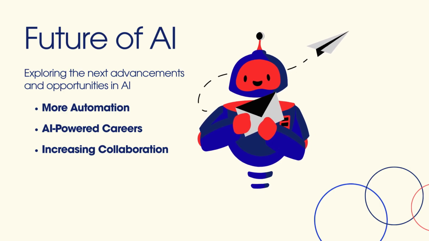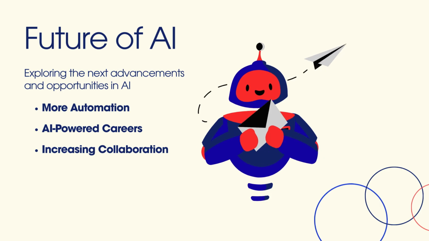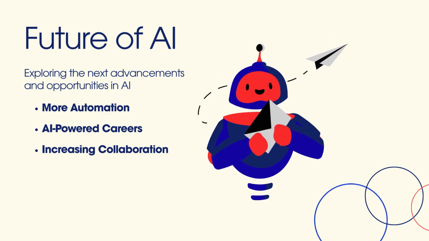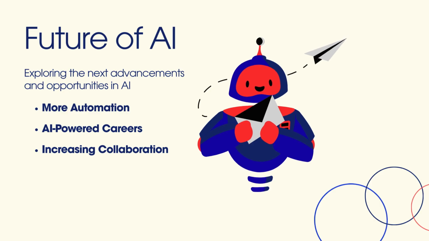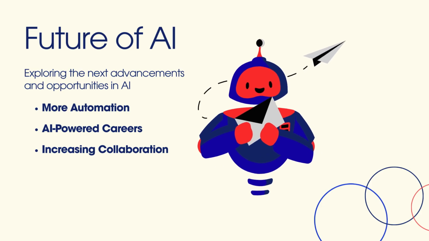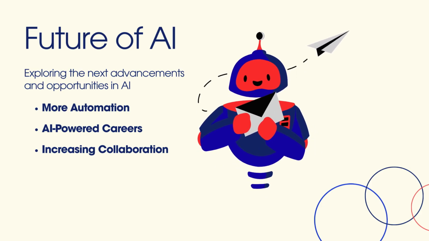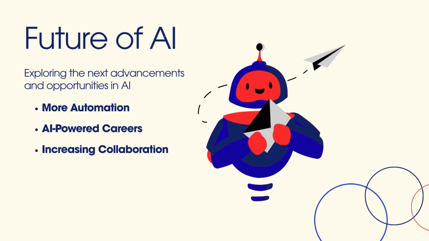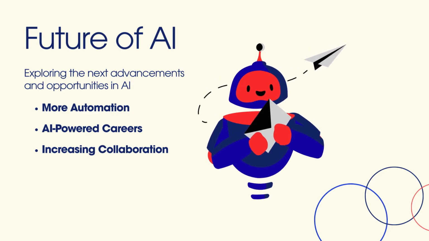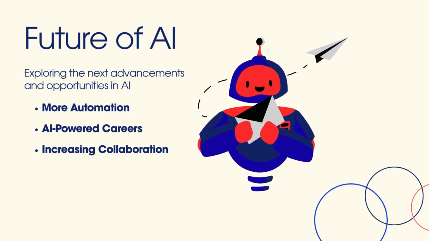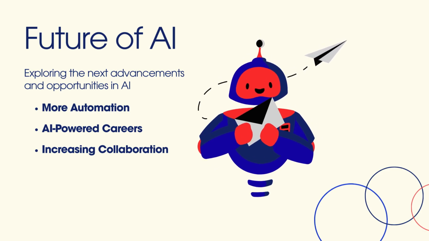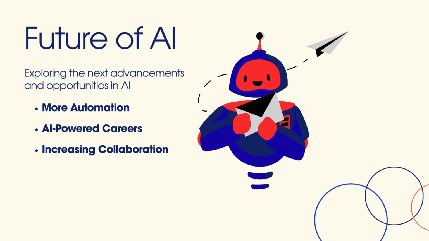Another major shift will be increasing collaboration between humans and intelligent systems. Artificial intelligence will act as a support tool, helping with analysis, decision-making, and problem-solving. The future is not about machines replacing people. It is about smarter tools enhancing human capability. Artificial intelligence will continue to evolve, creating new possibilities, new careers, and new ways of working.